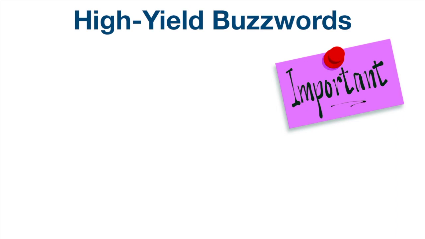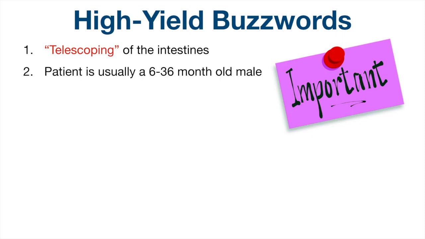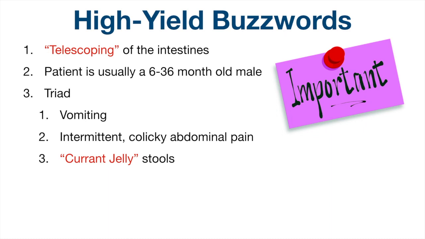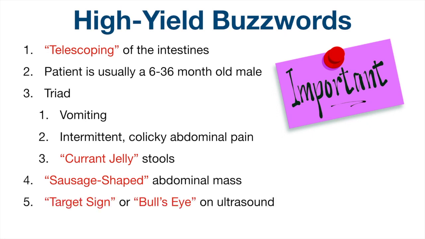Let's wrap it up with the main learning points and buzzwords you might see on exams. Remember, intussusception is telescoping of the intestines. The question stem will usually have a 6 to 36-month-old male infant, as that is the common age and gender. Remember the triad of symptoms including vomiting, which can be bilious, intermittent colicky abdominal pain, and bloody stools described as currant jelly. There may be a sausage-shaped abdominal mass on physical exam, and diagnosis is usually made with ultrasound that can show a target sign or a bullseye.